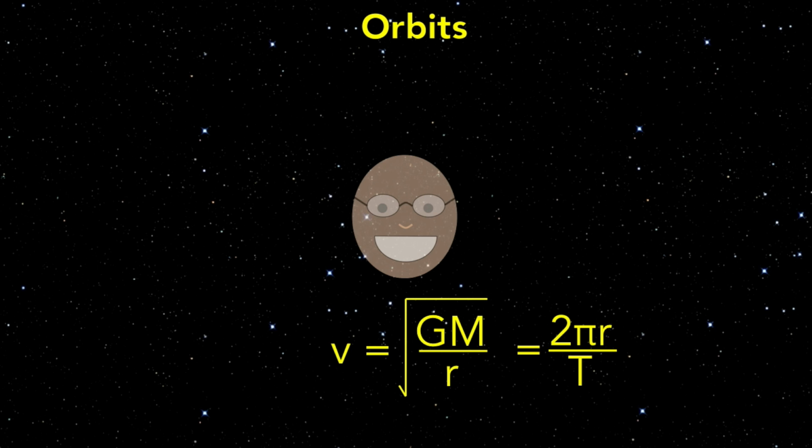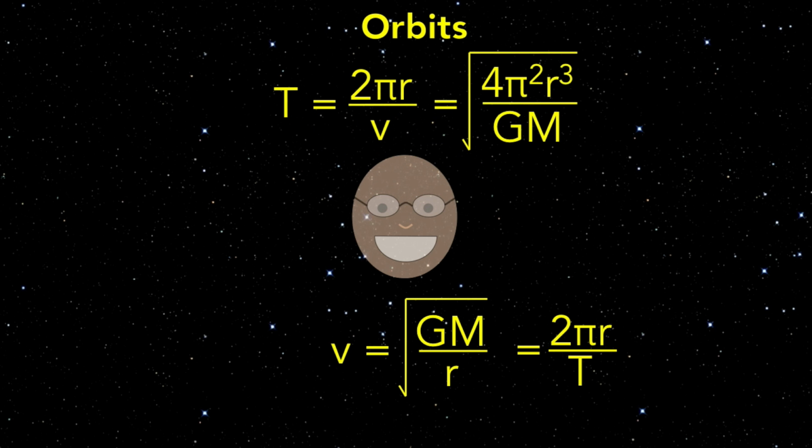As speed equals distance over time, you can get v equals 2 pi r over T, and therefore T equals 2 pi r over v, and therefore T equals the square root of 4 pi squared r cubed over G big M. Now that looks a bit complicated, but most of that is constant, so you can just deduce that T squared is proportional to r cubed.